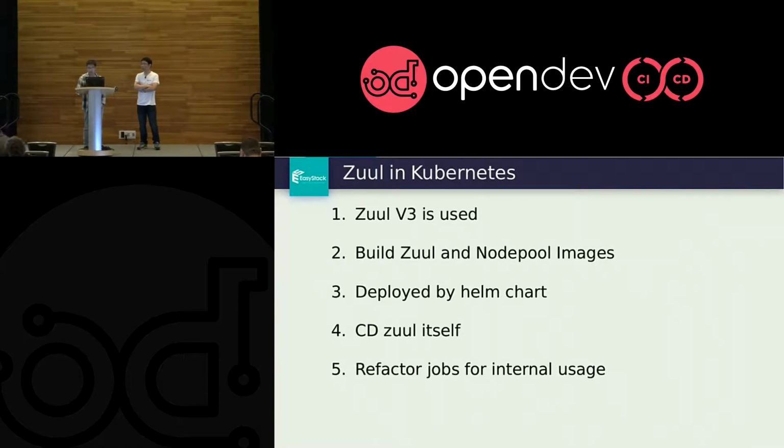After that, we tried to use Kubernetes to run Zuul and Nodepool, because if you have an image, like Nginx, you can run the web server very easily. So we tried to do the same thing.